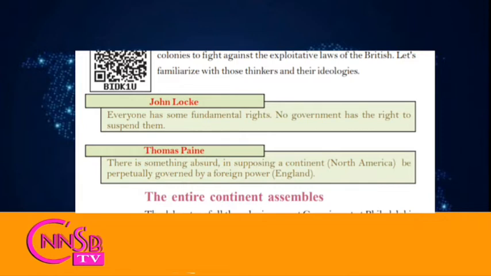John Locke: Everyone has some fundamental rights. No government has the right to suspend them. Thomas Paine: There is something absurd in supposing a continent like North America to be perpetually governed by a foreign power like England. These were the words of John Locke and Thomas Paine.